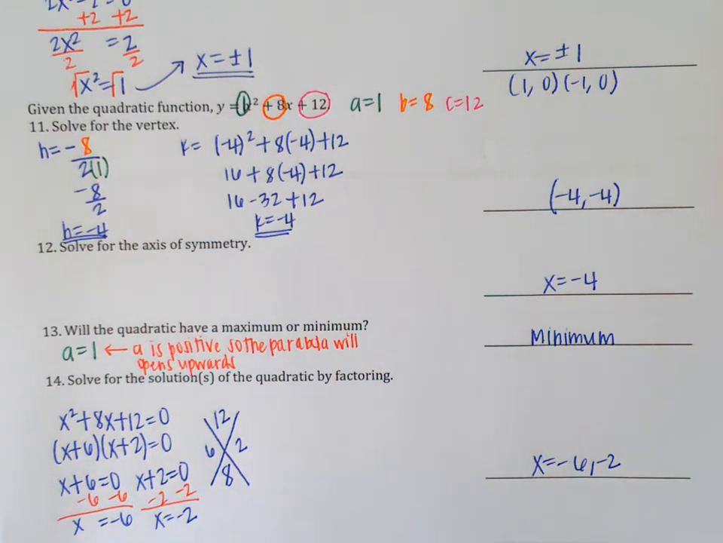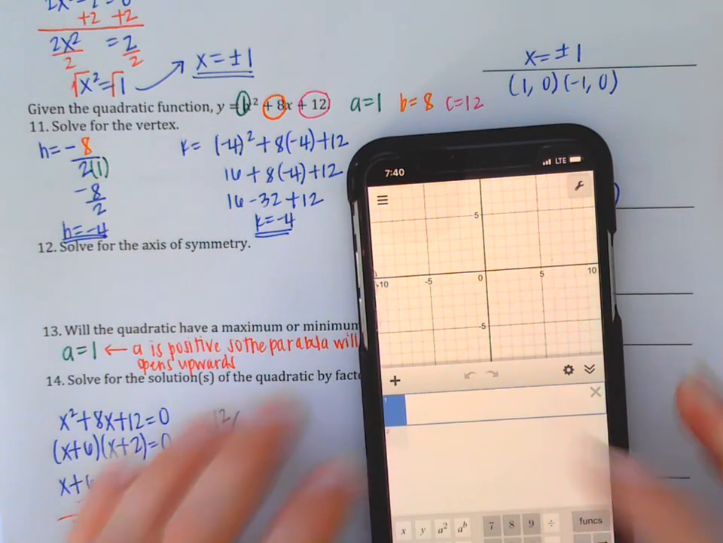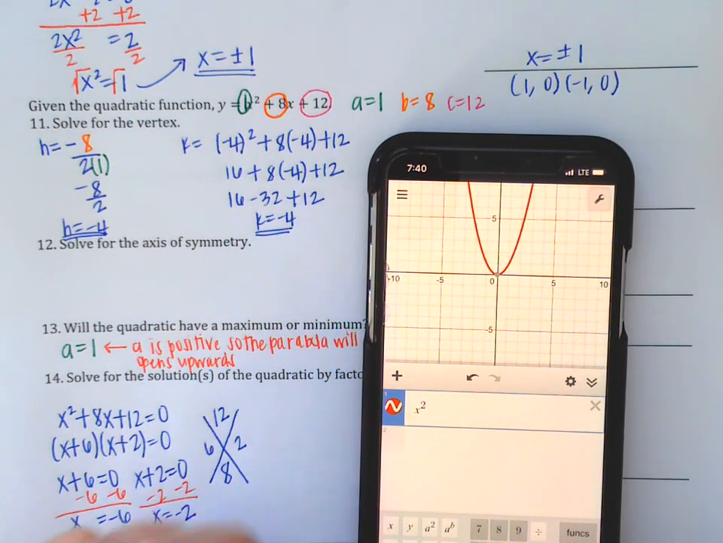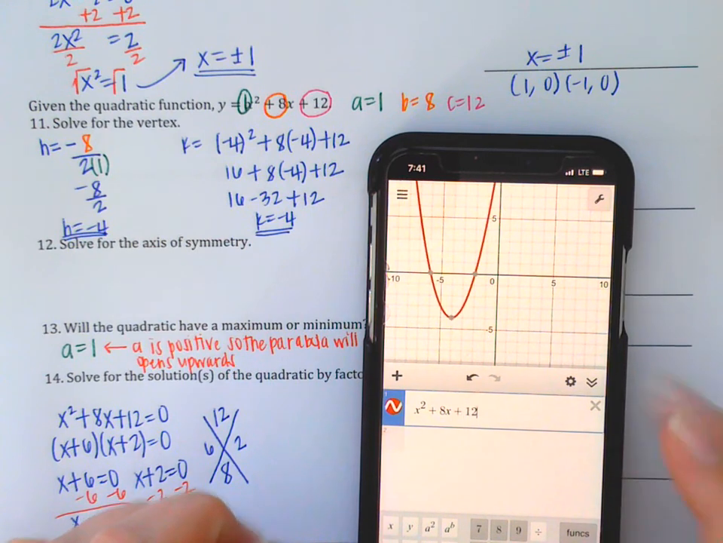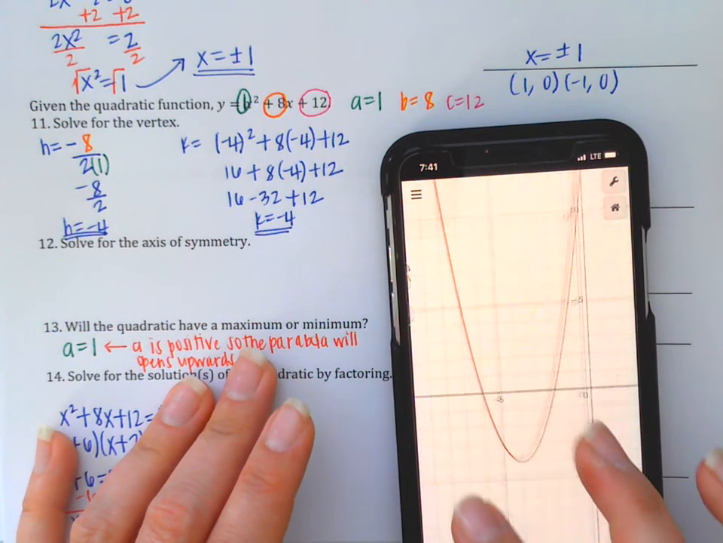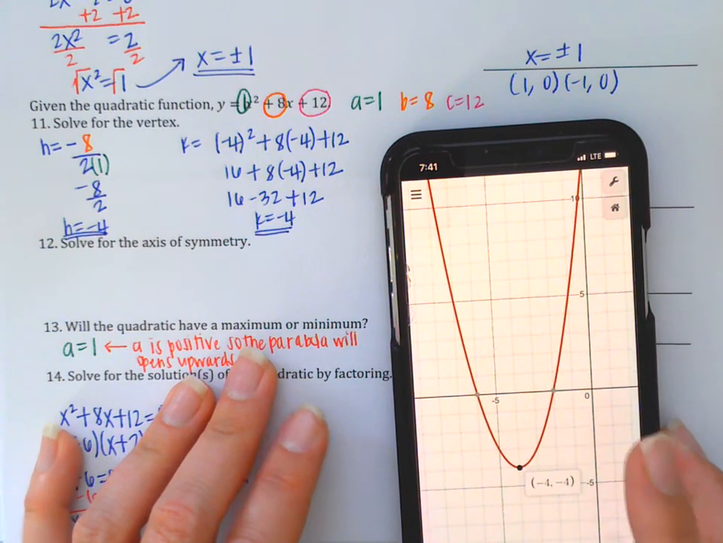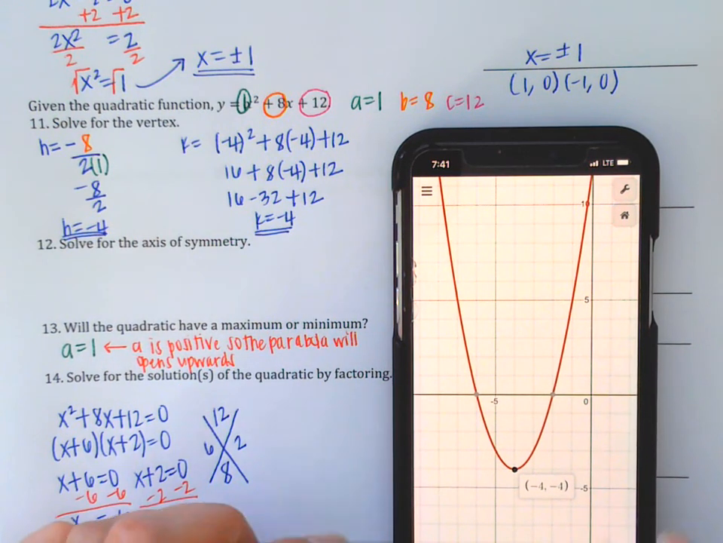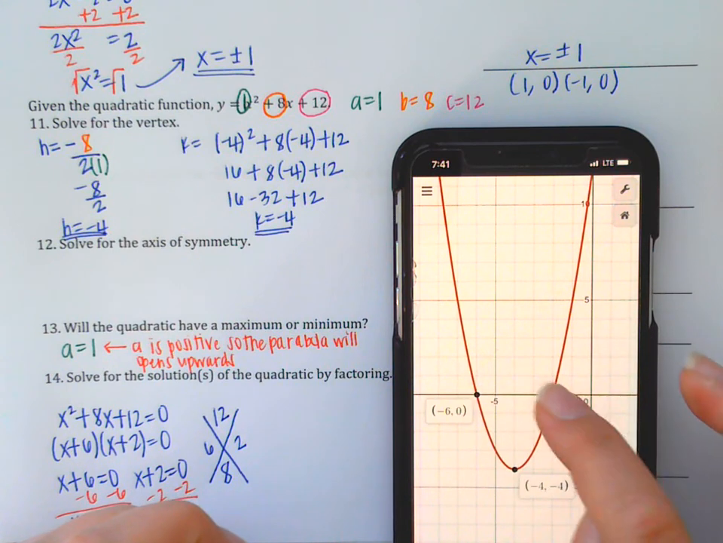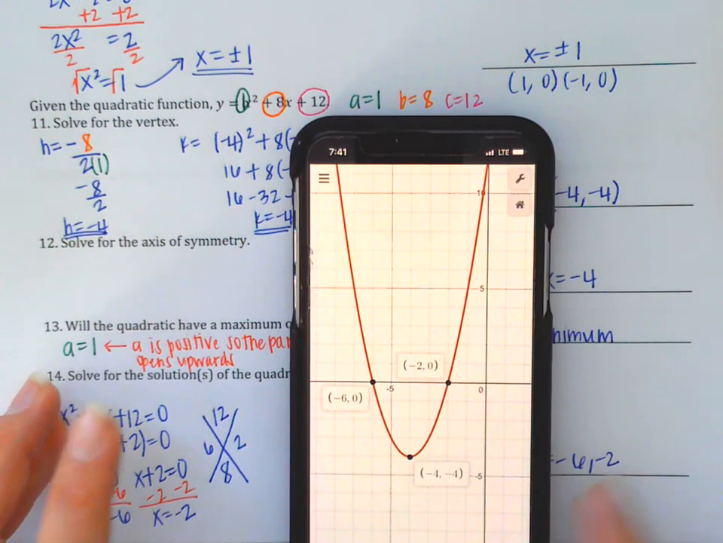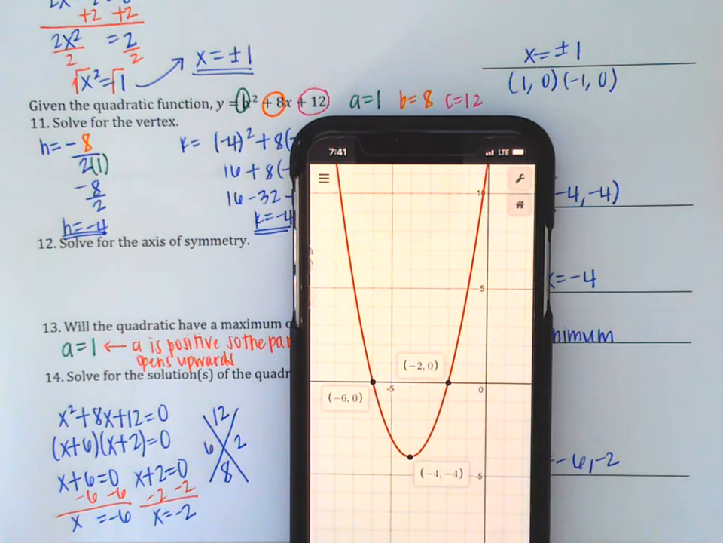So like if we were to pull up Desmos and look at that graph, we can also see that vertex. So if I were to graph that, x squared plus 8x plus 12. If we look here, first, my vertex is at -4, -4, what we found. And then my solutions, -6, -2, are what we found too. The parabola opens upwards. The vertex is the lowest point, so it's a minimum. So kind of putting it all together there.